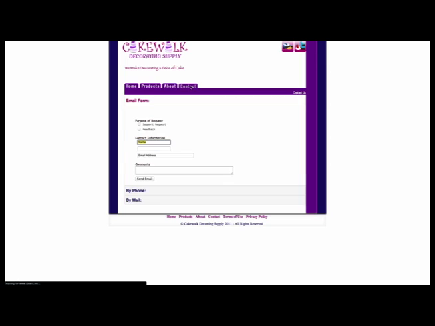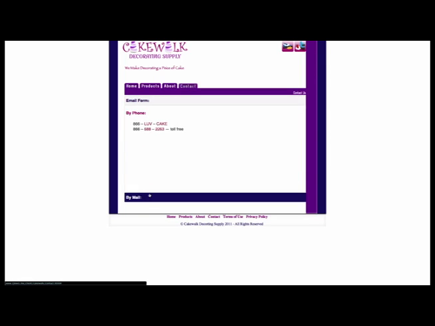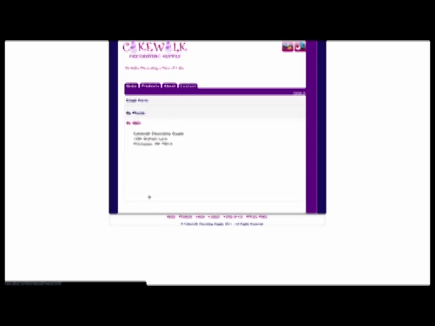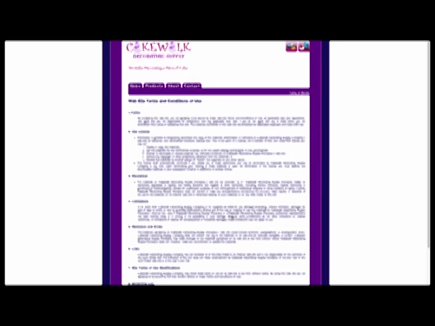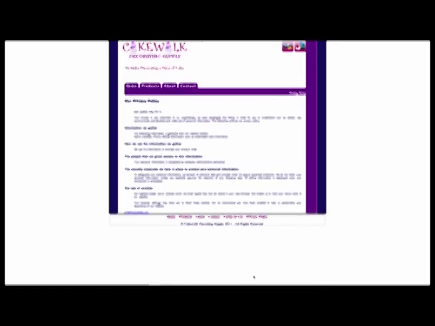Came up with a lot of about text and a fully functional email form, but also information for contacting by phone or by mail. There's also terms of use and privacy policy. I kind of went all out for this one and really tried to push the envelope and do what you would find at a real e-commerce site.